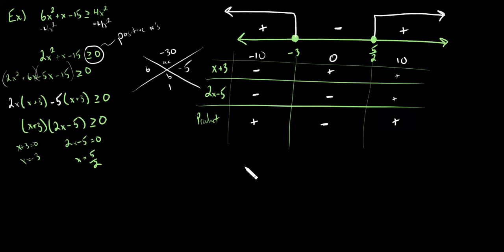In inequality form, we can see that x is less than or equal to negative 3, or x is greater than or equal to 5/2. Or we can have the interval notation: going from negative infinity up to negative 3, with negative 3 included with a bracket, or starting at 5/2, including 5/2 because it's "or equal to," with a bracket, going to infinity.